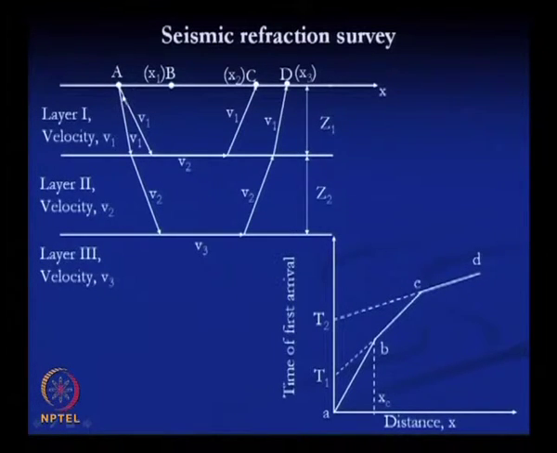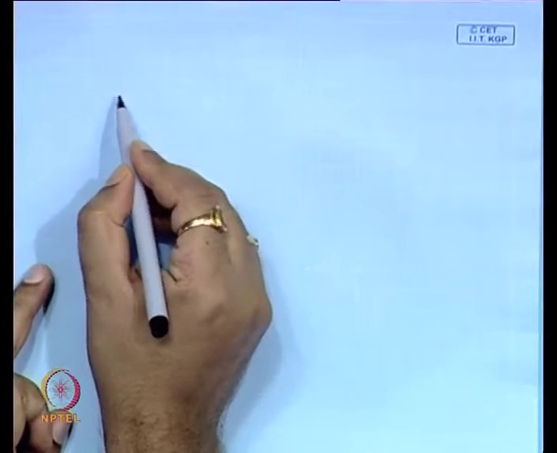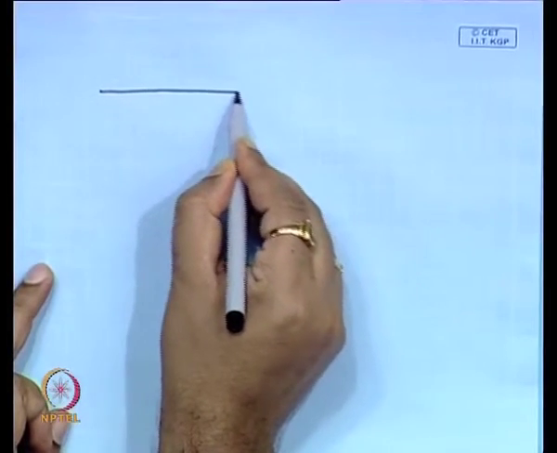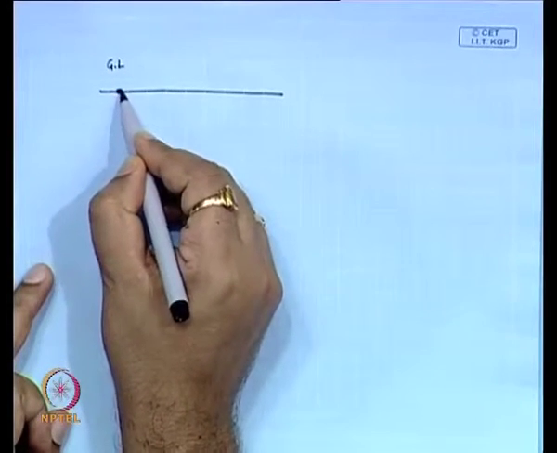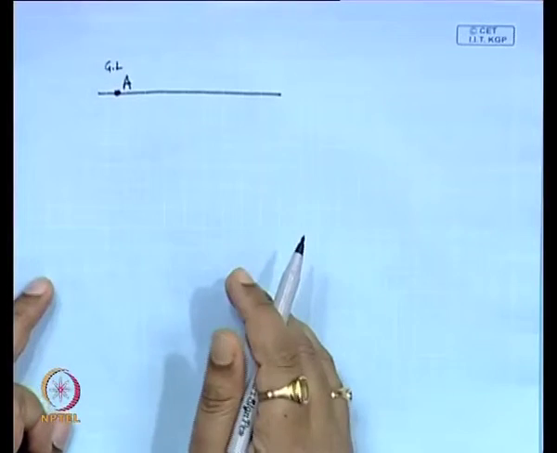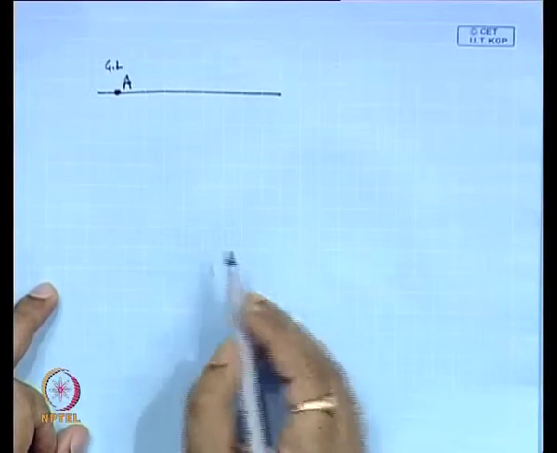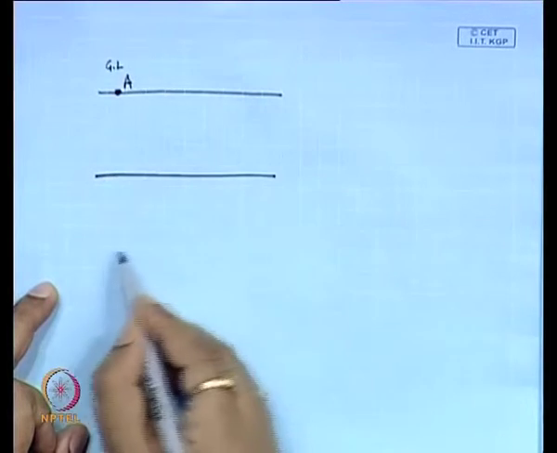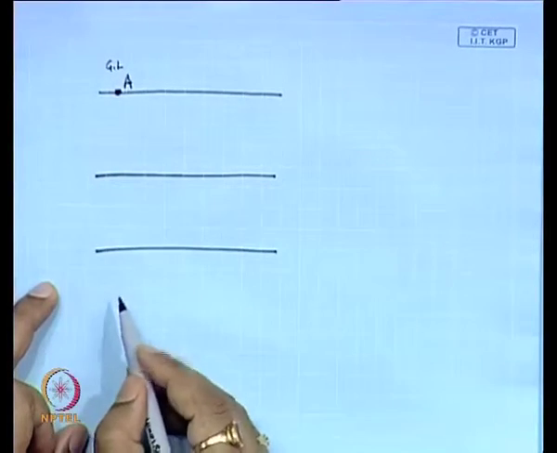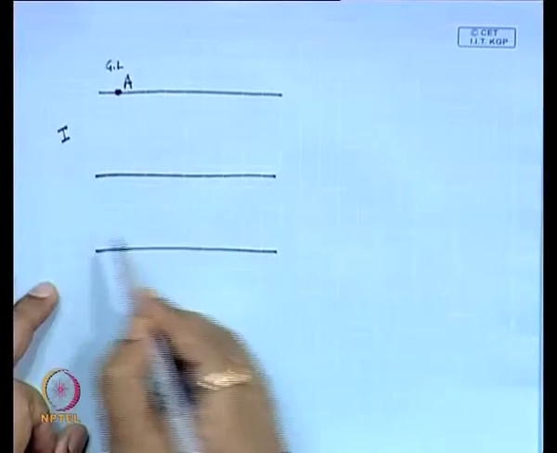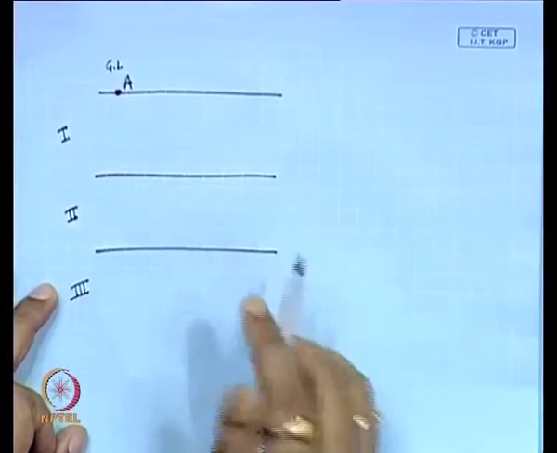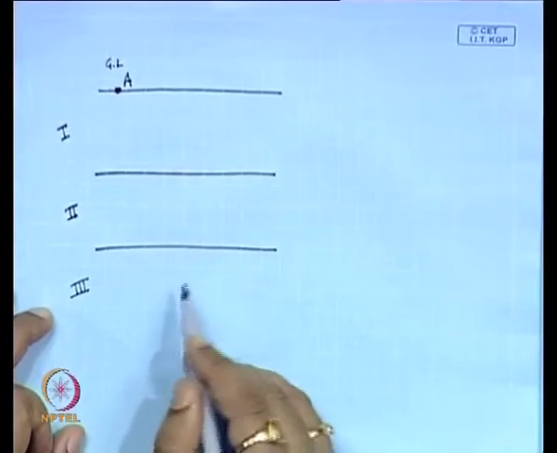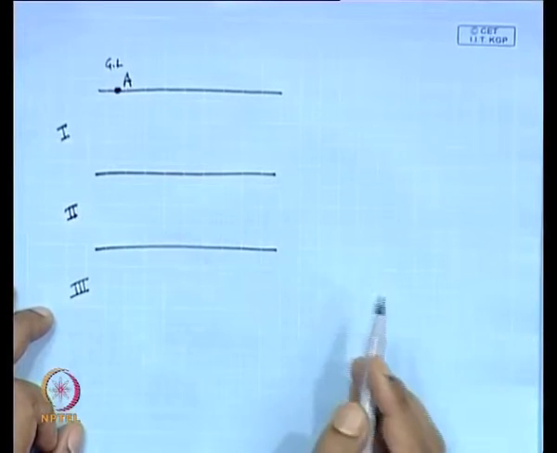Now, first I will draw the method. So, suppose this is the surface, or the ground surface. Here A is the source where we will do this hammer blow. Now, these are three layers: this is layer number 1, this is layer number 2 and this is layer number 3. So, probably first we will go for this 3 layer system. Now, this technique can be used for any number of layers.